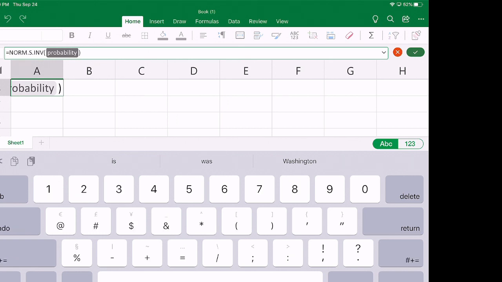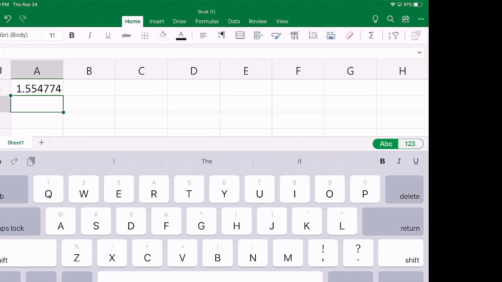So you guys can use this on your test. You don't have to use the tables, but you should know how to use both. If that makes any sense. That's how it works. And there you get it. 1.55. And rounding it to 3 decimal places, 1.555. So the code for that was norm.s.inv, so that's standard normal inverse. So I'm doing the backward or inverse problem.